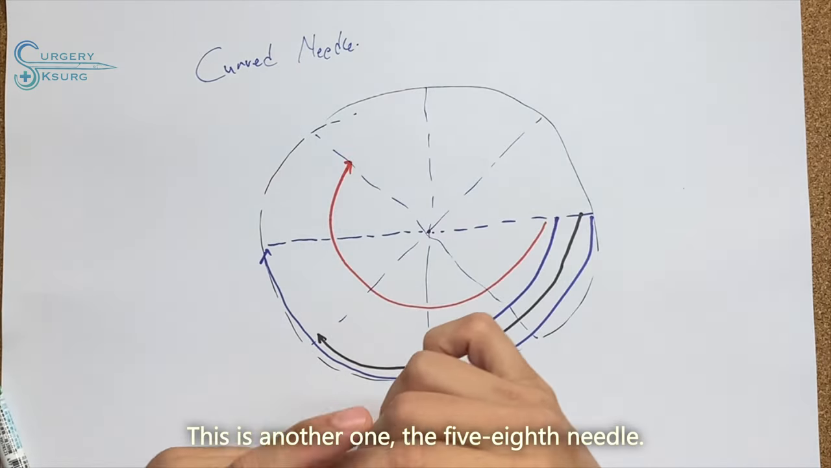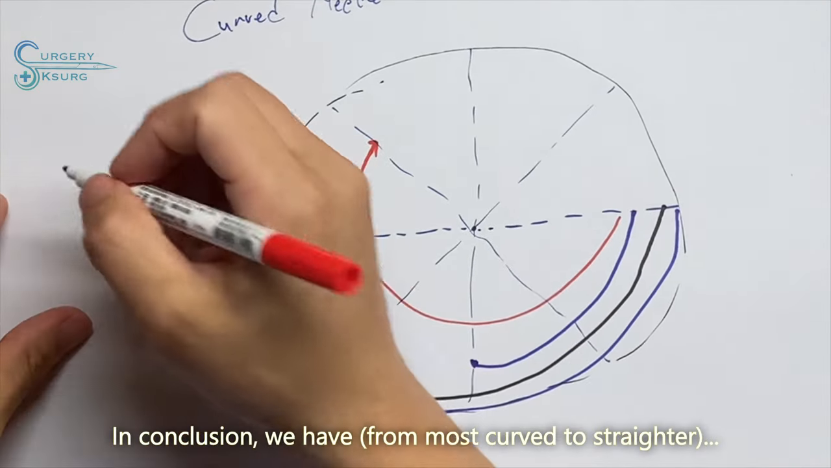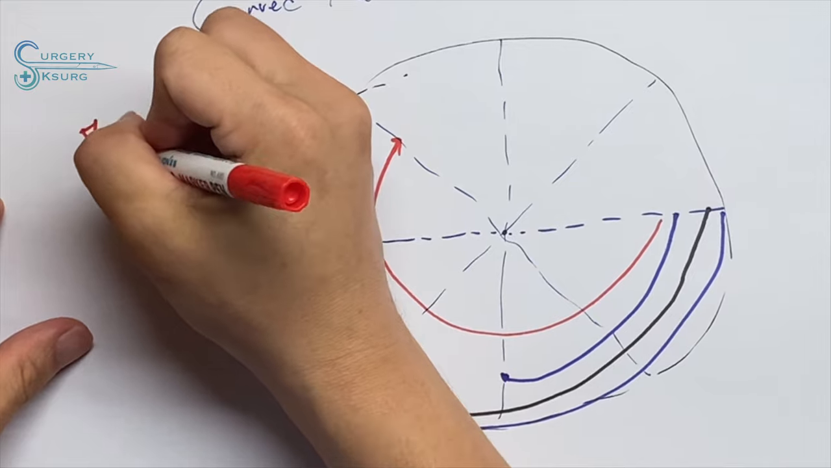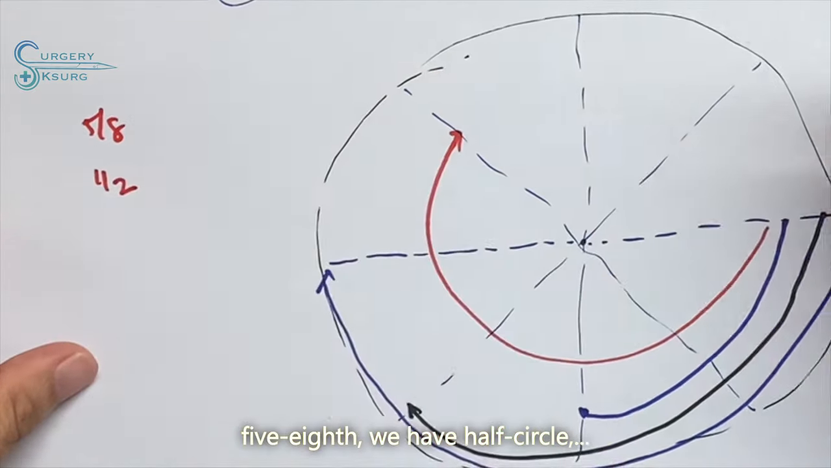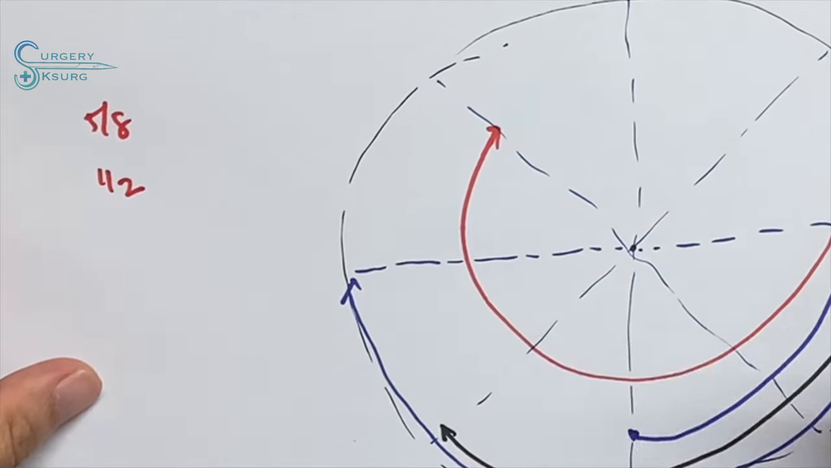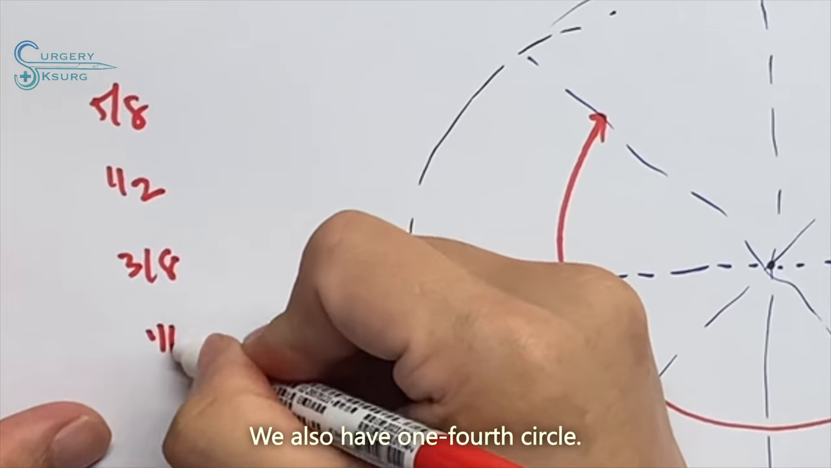Okay, this is another one, the 5/8 needle. So in conclusion, we have a 5/8, we have a half circle, we have a 3/8 circle, and we also have the 1/4 circle.